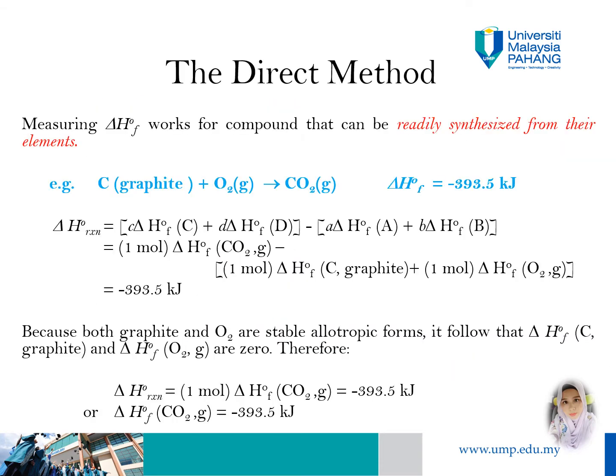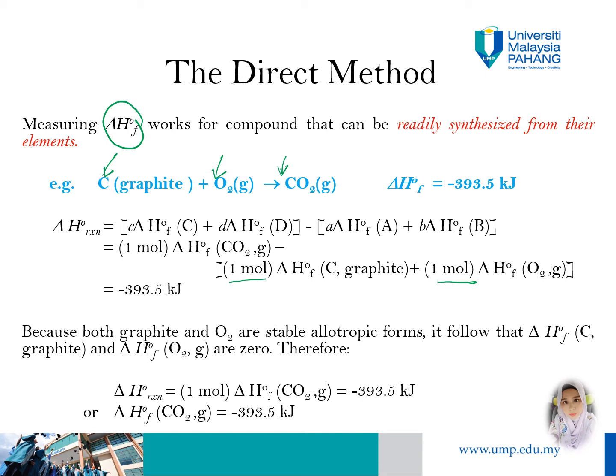First, we can measure the delta H of formation using a direct method. For example, we have a reaction between carbon and oxygen. So the delta H of reaction for this equation is the delta H of CO2, which is the product, 1 mole of product, minus the enthalpy of the carbon and the oxygen, which is 1 mole of carbon and 1 mole of oxygen.